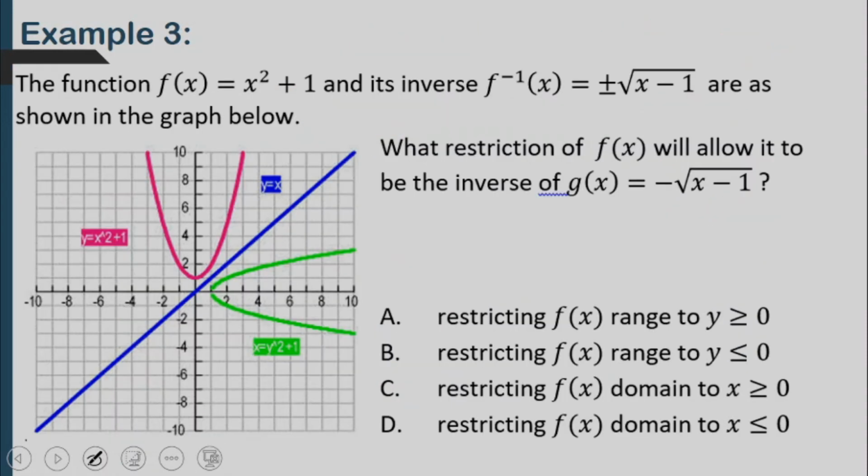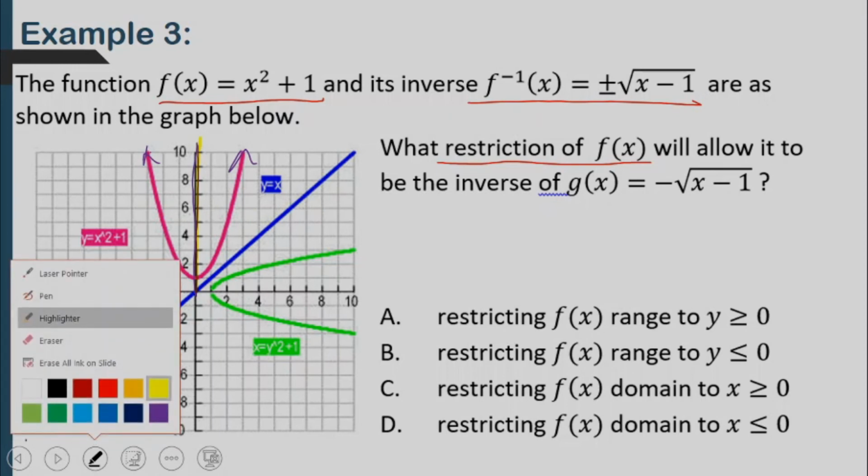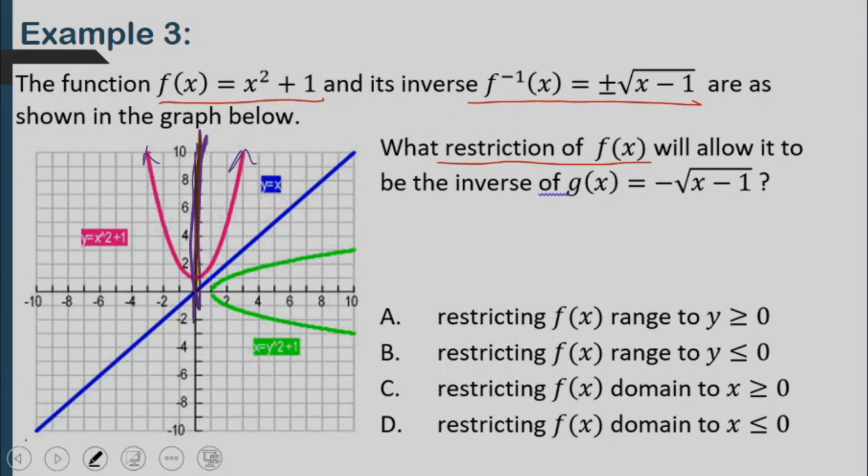So in this question, you are given this function x squared plus 1. And you are told that the inverse is this. So we are also given the graph. So we are now being asked what restriction of f of x, that is the restriction on the domain. The restriction on the domain, not restriction on the range. We allow it to be the inverse of g of x. So we have to cut the quadratic into 2 equal parts.